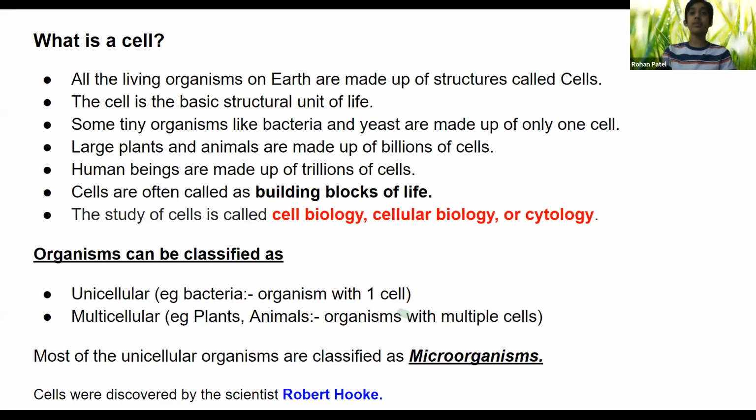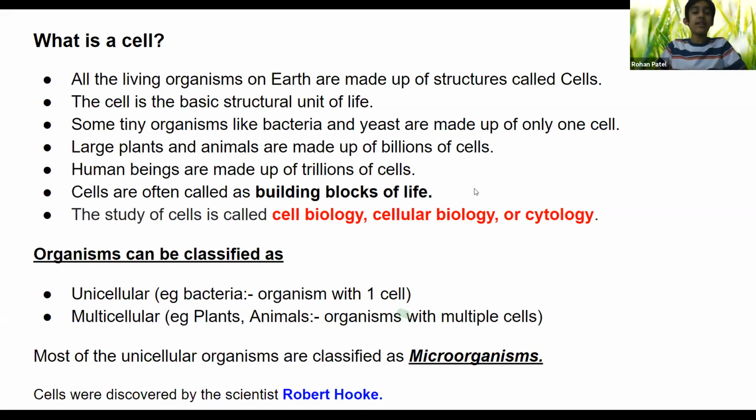Some tiny organisms like bacteria and yeast are made up of only one cell. Large plants and animals are made up of billions of cells. Human beings are made up of trillions of cells. The cells are called the building blocks of life. And there are many different studies of cells: cell biology, cellular biology, or cytology.